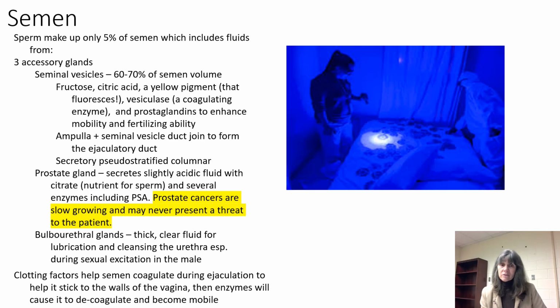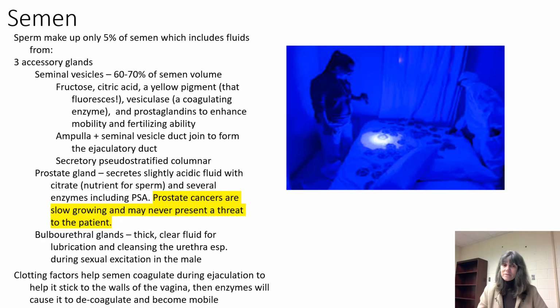The bulbourethral glands are glands that produce a thick, clear fluid for the purpose of lubricating the penile urethra as well as cleansing it during sexual excitation. So that fluid contributes very slightly to semen.